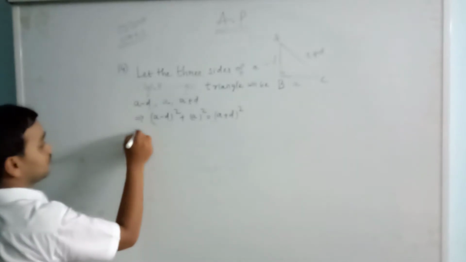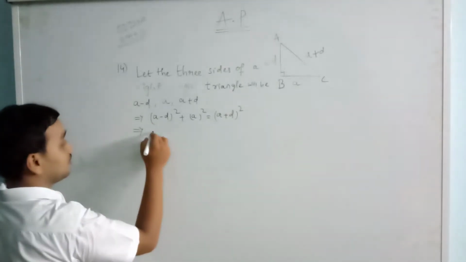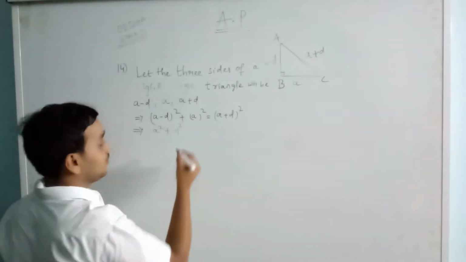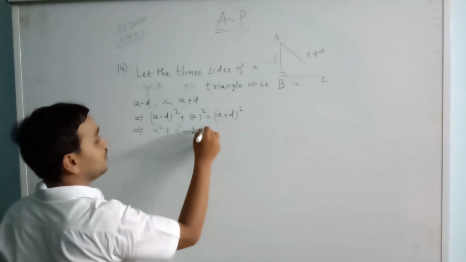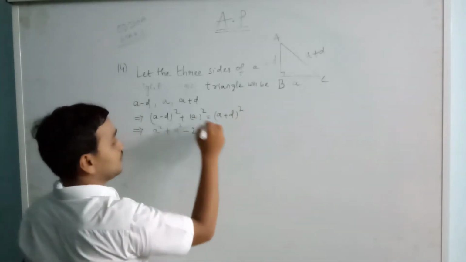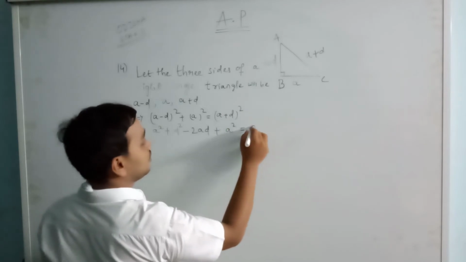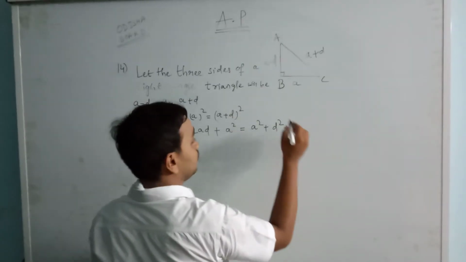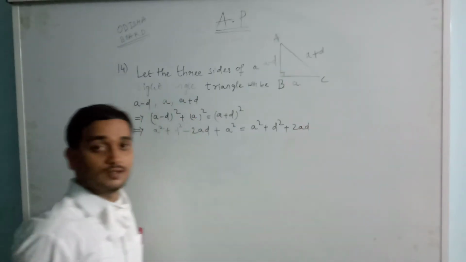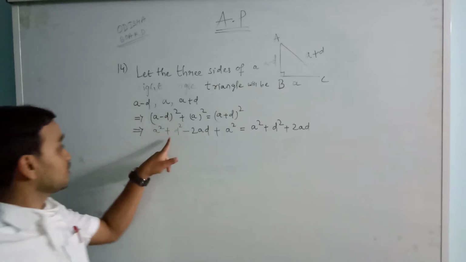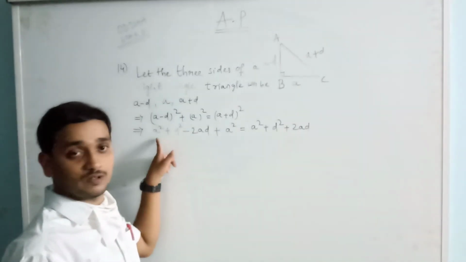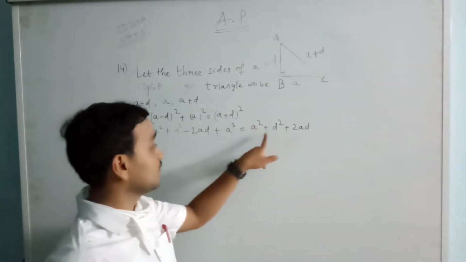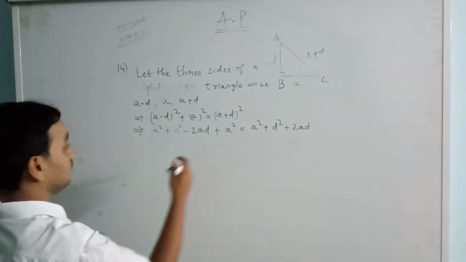Now solve this. A minus D whole square is nothing but A square plus D square minus 2AD, plus A square, is equal to what? A square plus D square plus 2AD. A minus D whole square is A square plus D square minus 2AD, and A plus D whole square means A square plus D square plus 2AD. Now solve this.